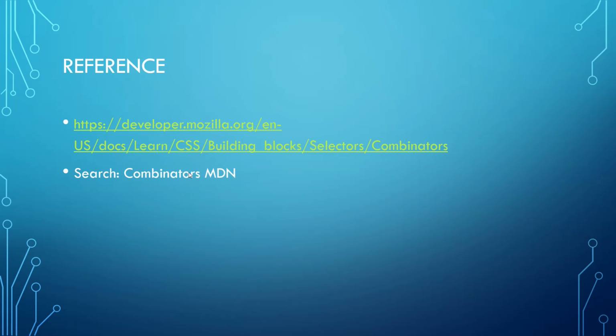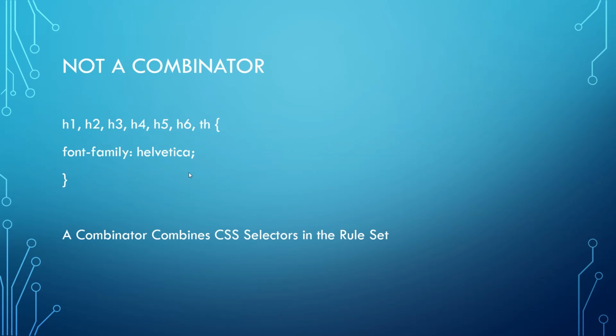So our reference, as always, is the MDN. Search for Combinators MDN, and you'll find the page that this was based on, or you could follow the URL that's given there. And first, an example of not a combinator.